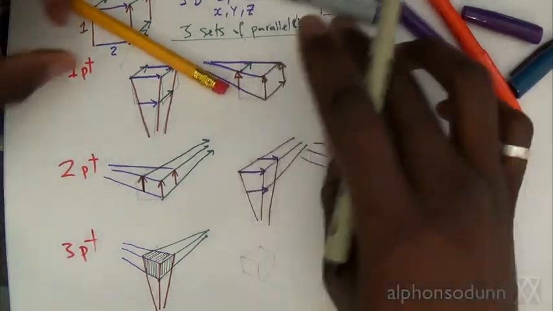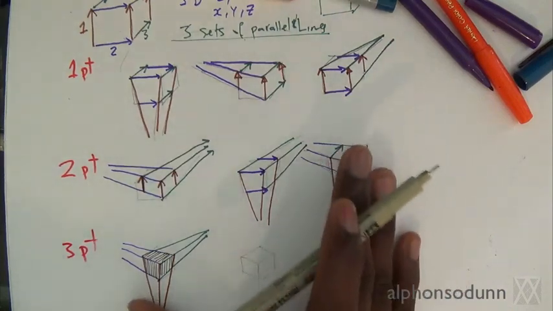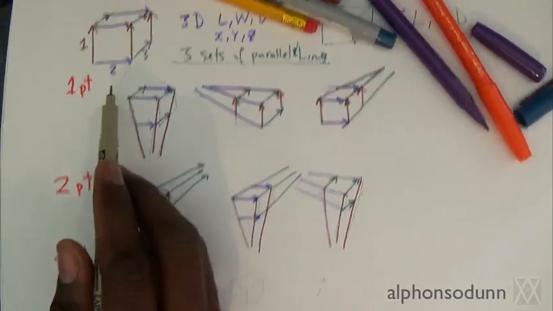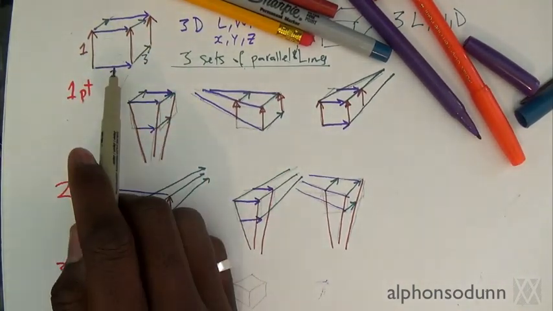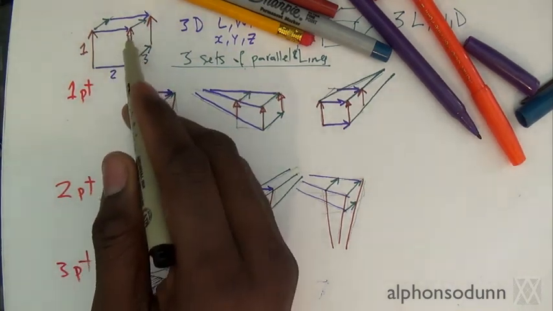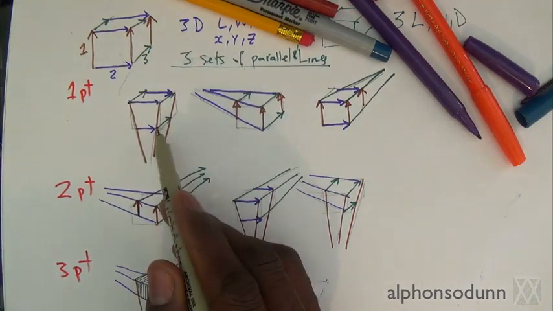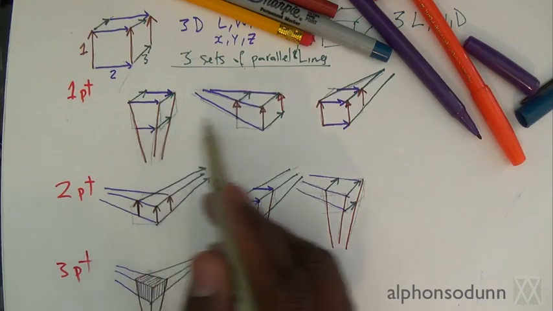All right, and see that? So basically, this is essentially the basics of linear perspective. Once you understand that a cube has three dimensions, it has three pairs of parallel lines. This cube, or this block, is not being seen in perspective, because none of the sets of parallel lines are converging. Here, you can see only one of the pairs is being manipulated or converging.